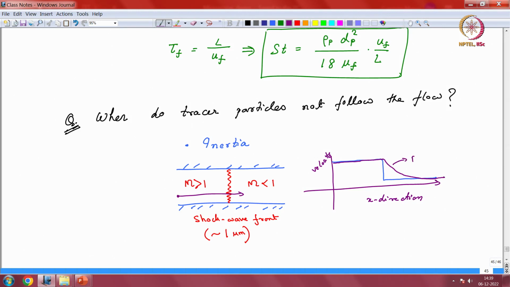So, this is perhaps your particle velocity, and this is your fluid velocity, the flow field. With flow field, I mean the fluid flow field. So, this is a good example of how inertia is relevant.